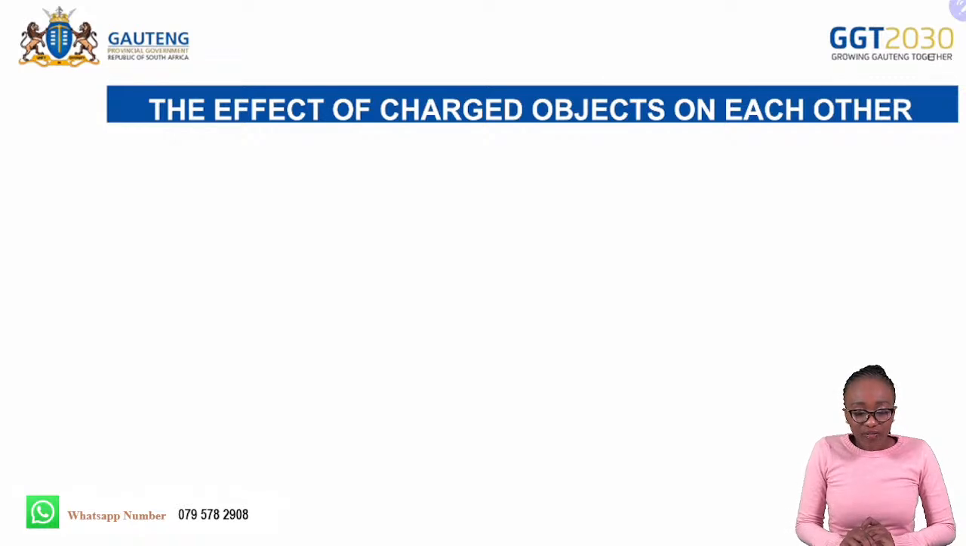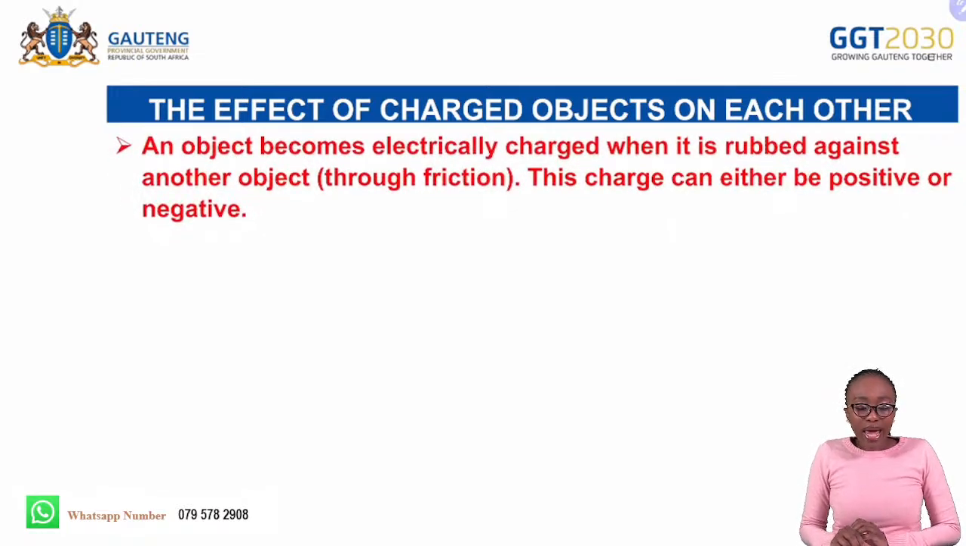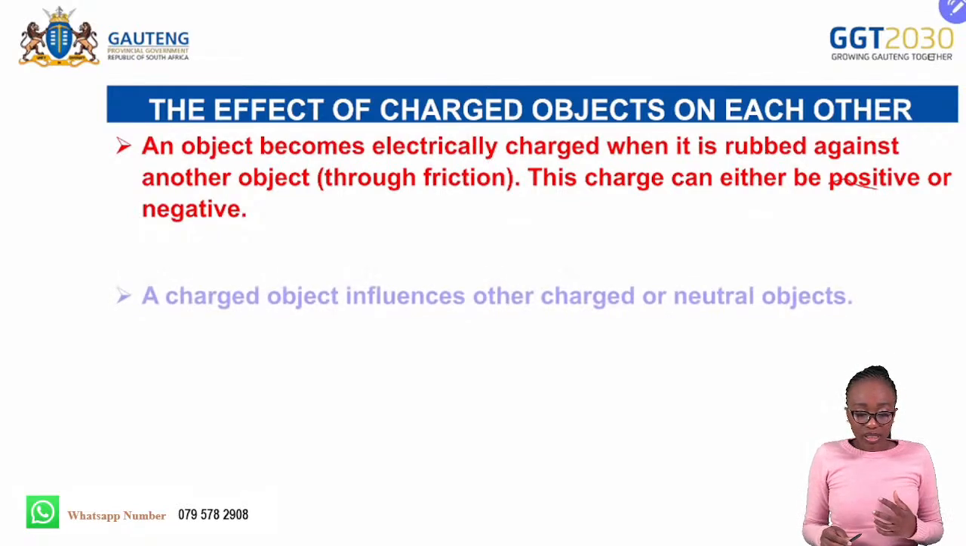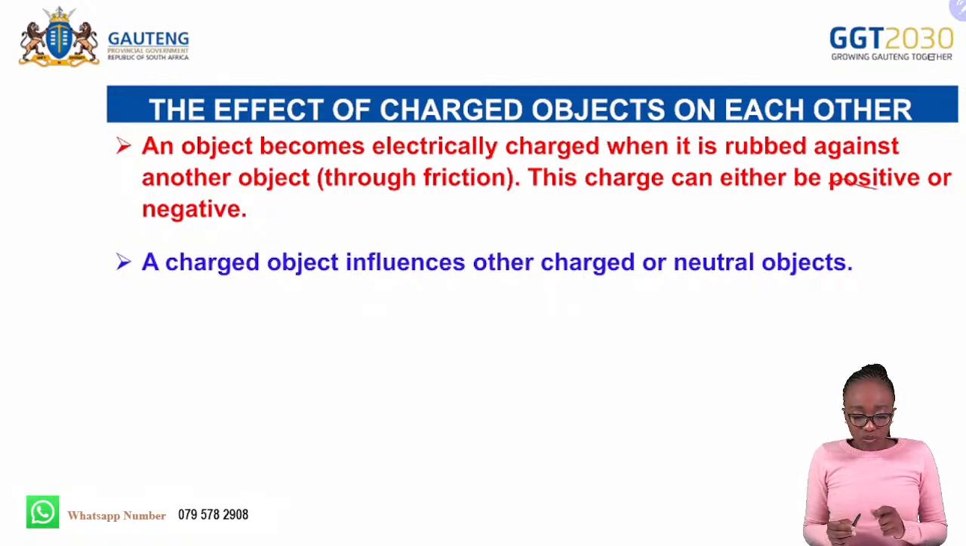What is the effect of charged objects on each other? An object, we have said, becomes electrically charged when it is rubbed against another object, so that is through friction. We know that already. Now, when an object is charged, it is either positive or negative. So a charged object influences other charged or neutral objects. Let's find out how they are influenced.